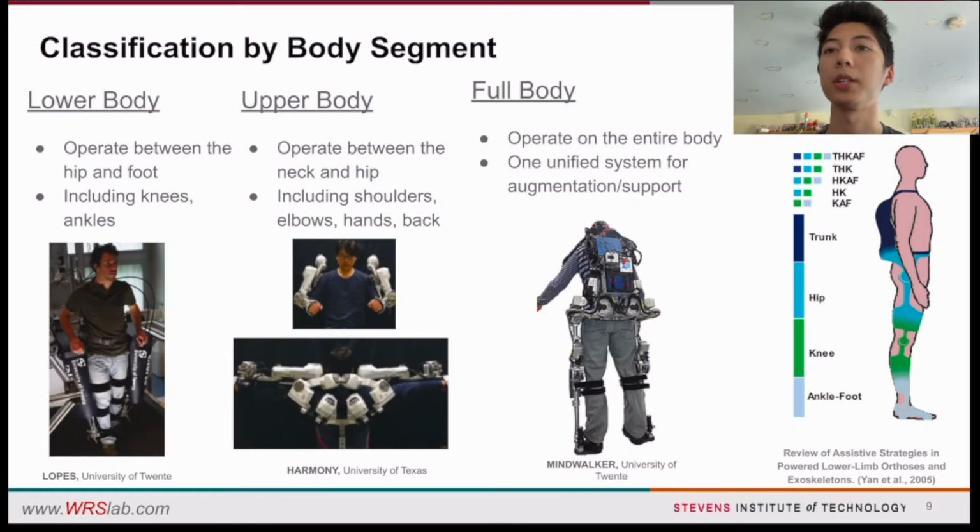The next classification for exoskeletons is that by body segment. Lower body exoskeletons operate between the hip and the foot, spanning the other joints in between as well. Upper body exoskeletons operate between the neck and hip, also including the back and joints in the arms. Full body exoskeletons can come in many varieties, being active in a combination of any of these joints.